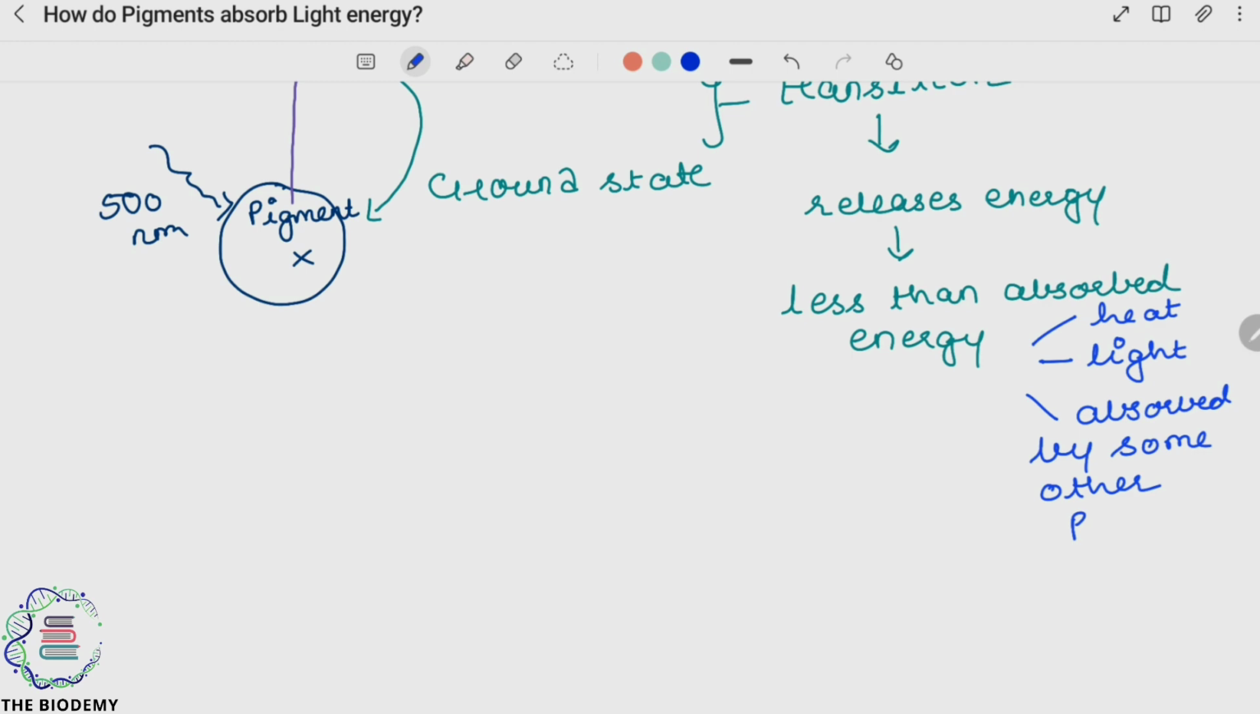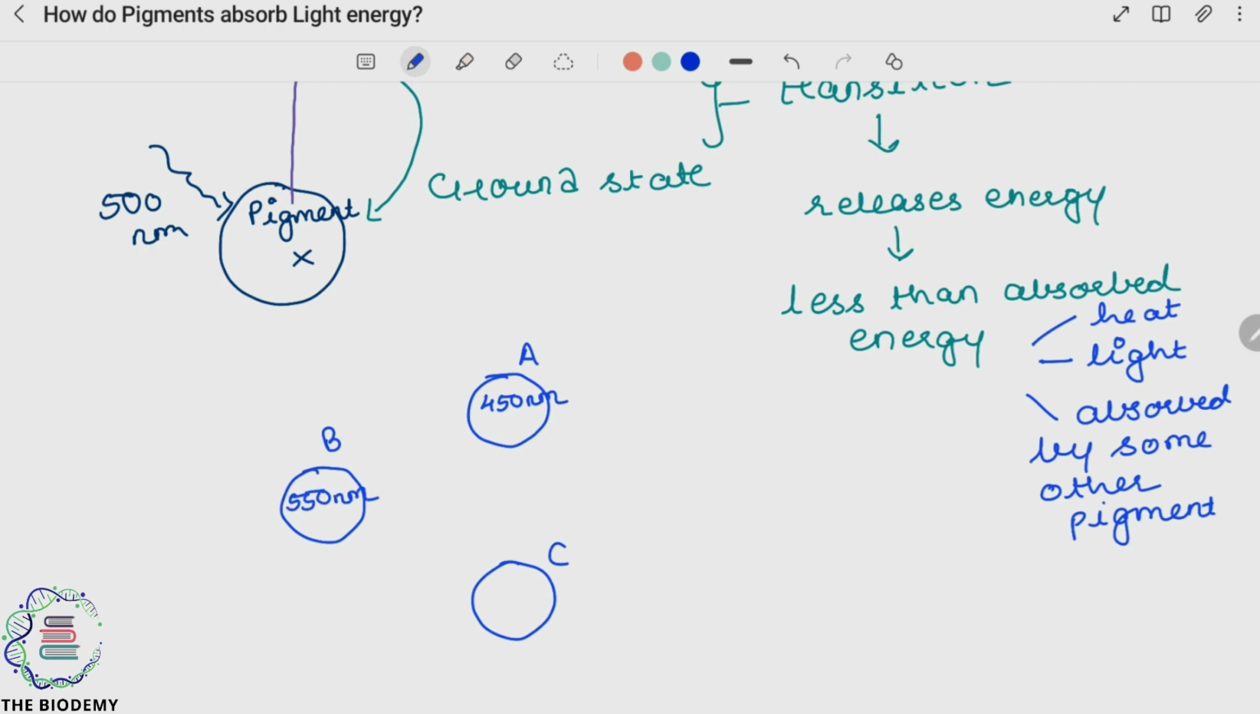When this energy is transferred to some other pigment, let's say this is my pigment X, I have three other pigments, pigment A, pigment B, and pigment C. Now tell me to which of these pigments, let's say pigment A is absorbing the energy of 450 nanometer, pigment B will be absorbing energy of 550 nanometer, and pigment C is absorbing an energy of 400 nanometer. Now pause the video, think for a while to which of the given pigments will the energy be transferred.